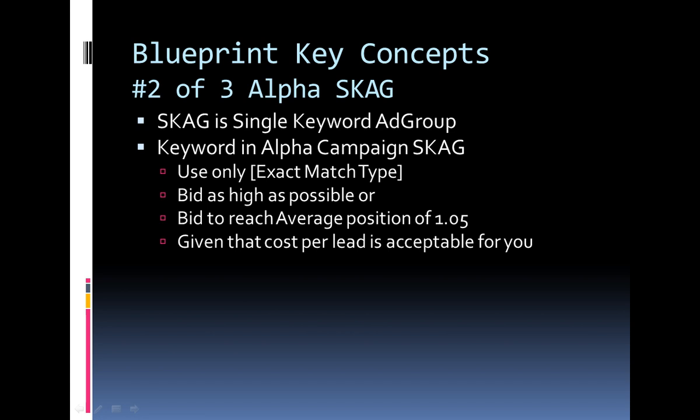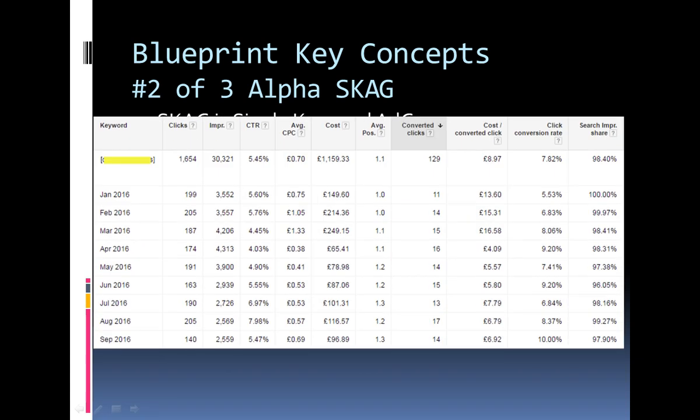So why do we want to bid to an average position of 1.05? Let me just show you an example here. We have this keyword, in the yellow. For the longest time, we were bidding at position number 1 since we're the dominant advertiser for this particular keyword.